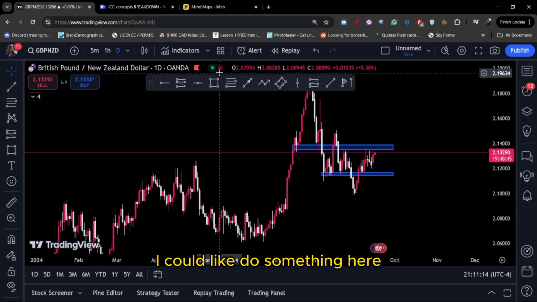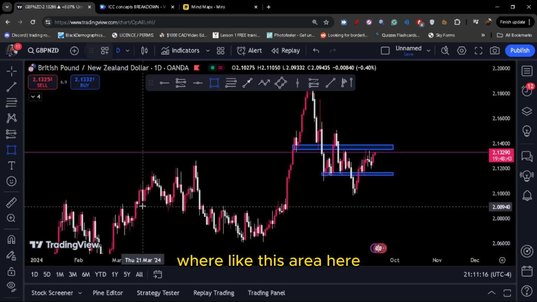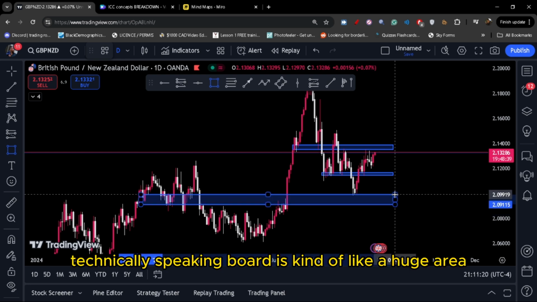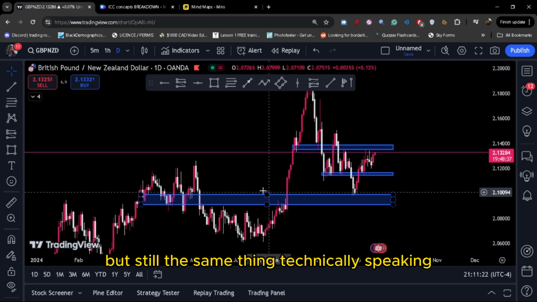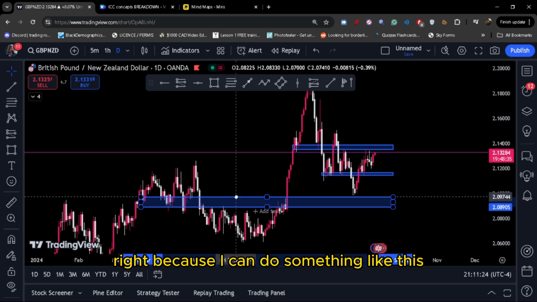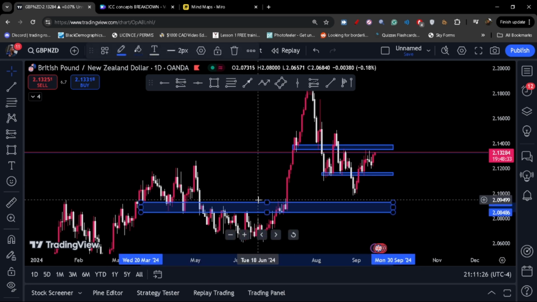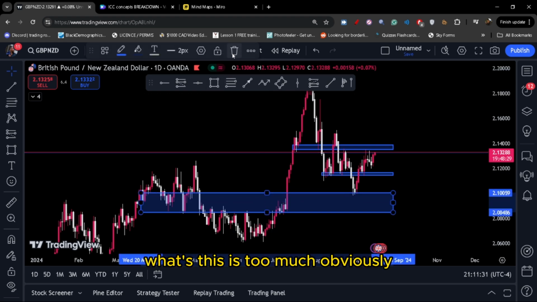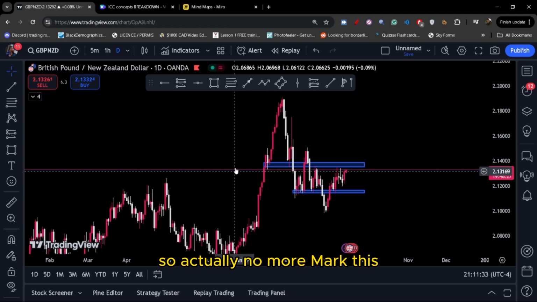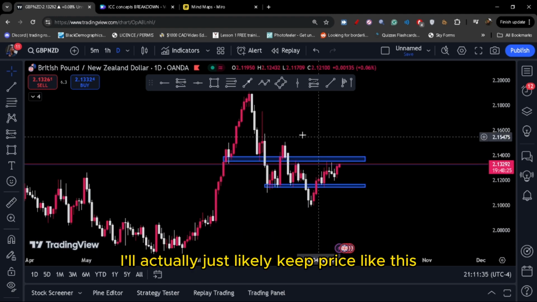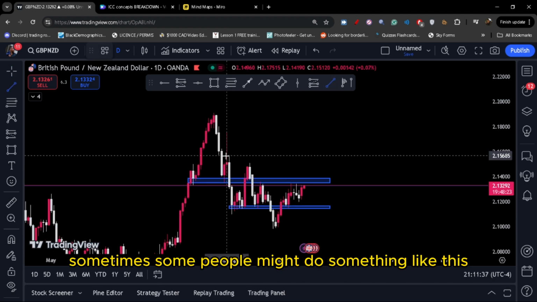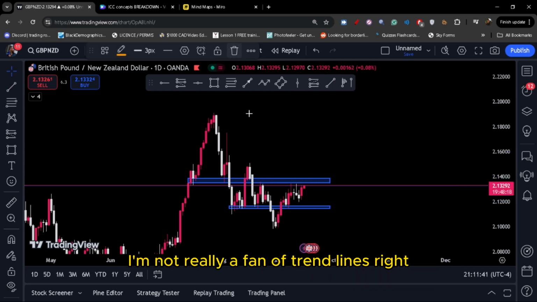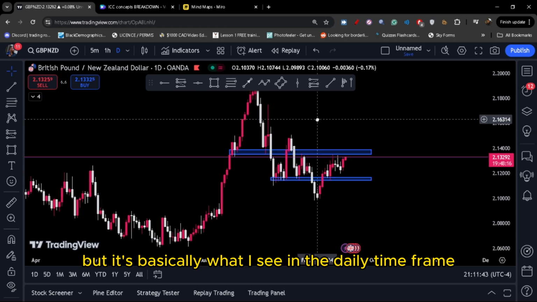I could do something here where this area, technically speaking, is kind of a huge area, but still the same thing technically speaking, right? Because I can do something like this and then increase this, but this is too much, obviously, so I will not even mark this. I'll likely just keep price like this. Sometimes some people might do something like this where we can see a trend line, but I really don't use trend lines. I'm not really a fan of trend lines, right? But this is basically what I see in the daily time frame.